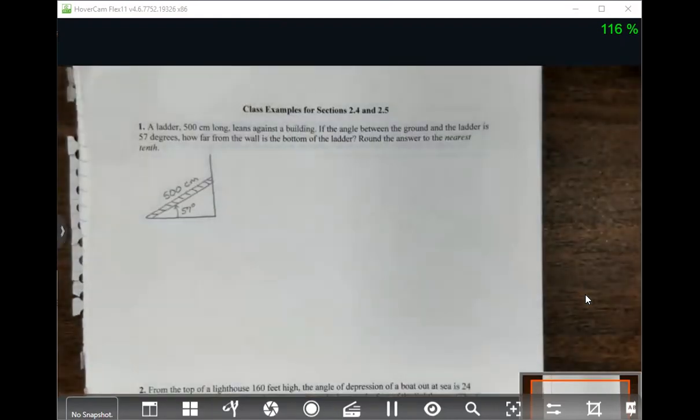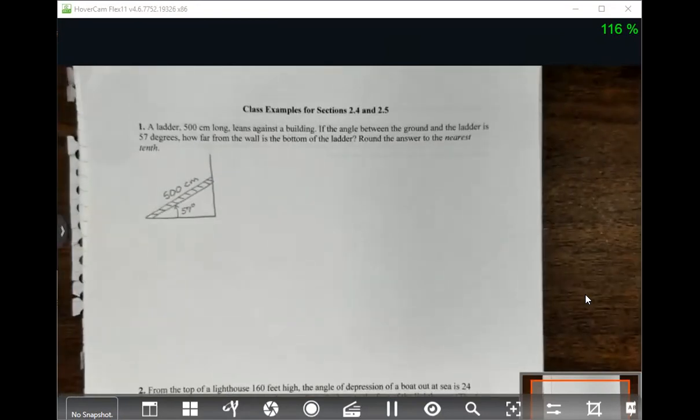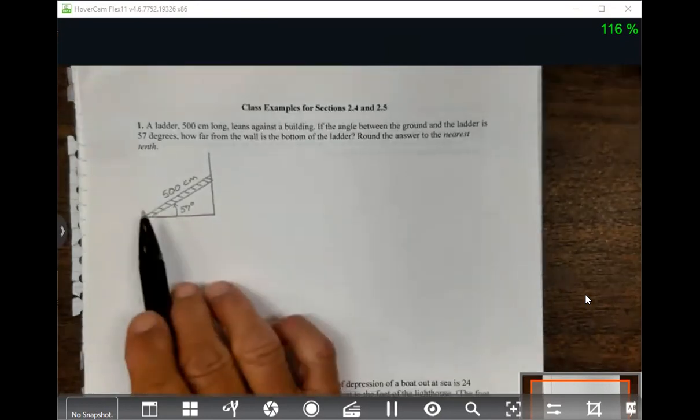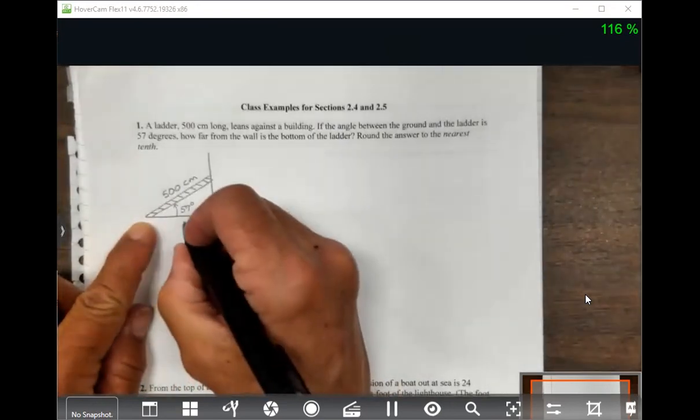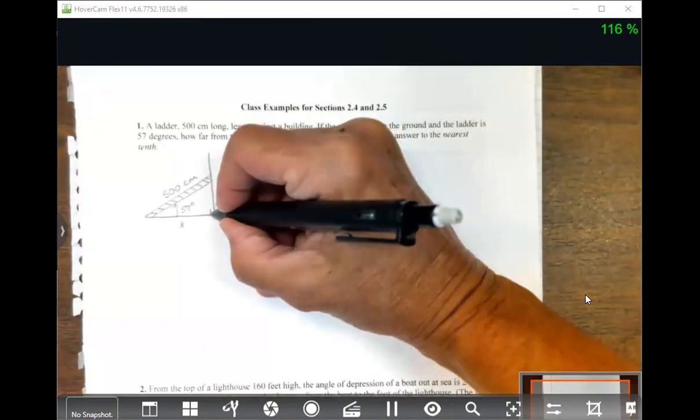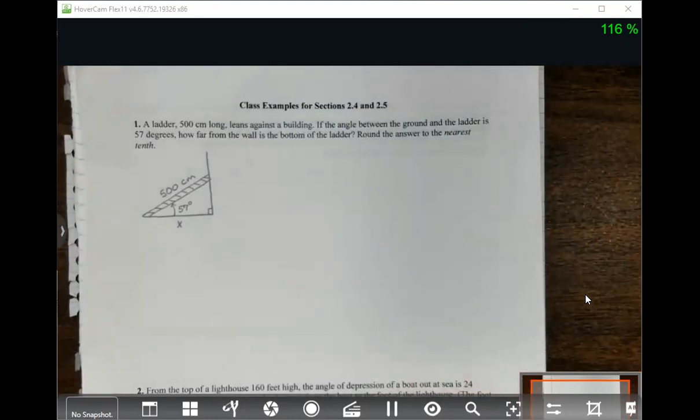And now let's put a variable for the length that we want to find. It says, how far from the wall is the bottom of the ladder? So there's the bottom of the ladder, and there's the wall. We want to know this length. So stick your variable right there. Let me use an X. And we're going to make our right triangle with the wall and the ground.